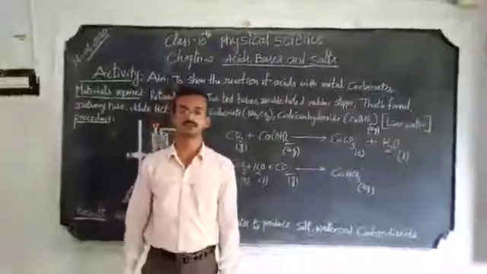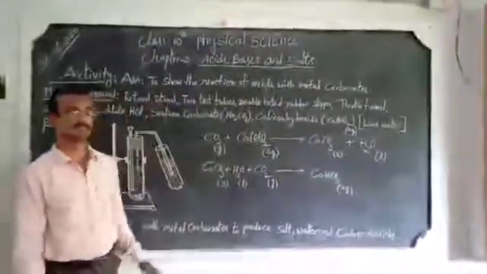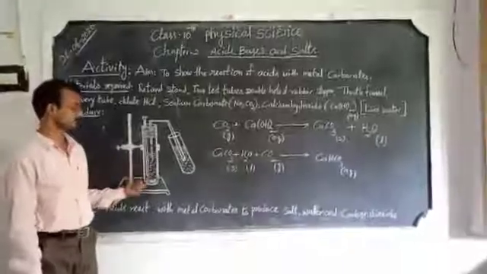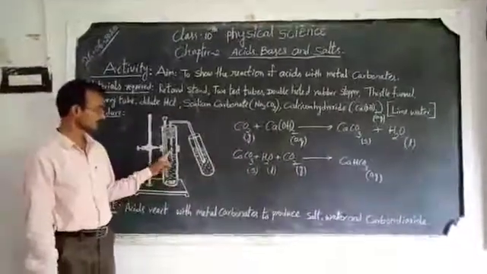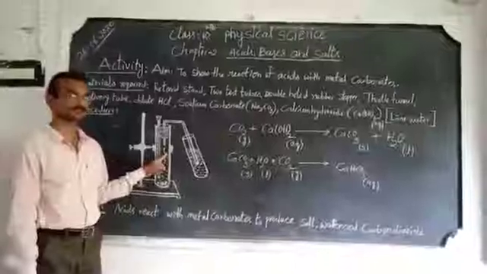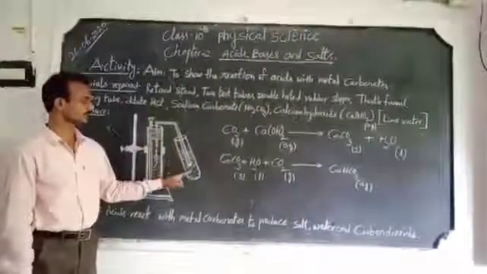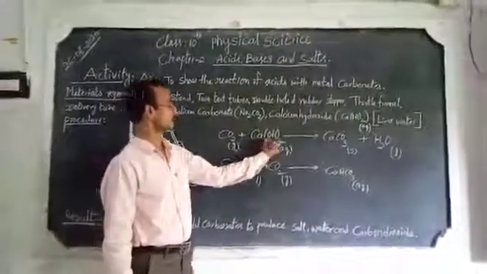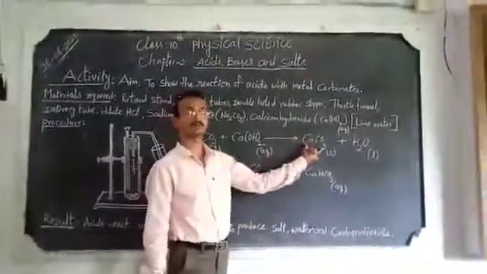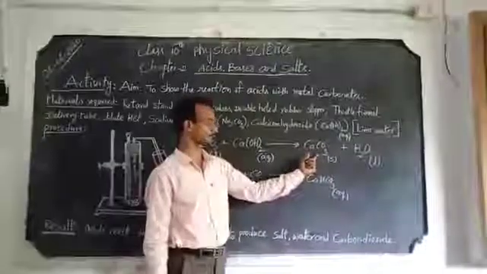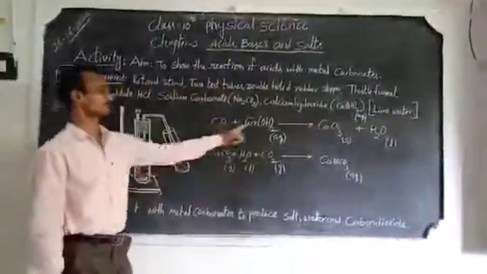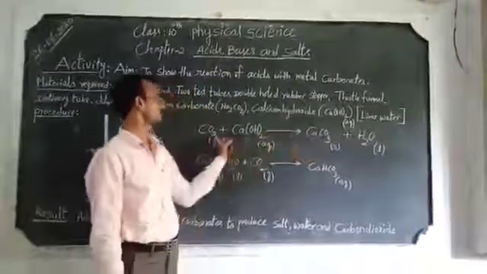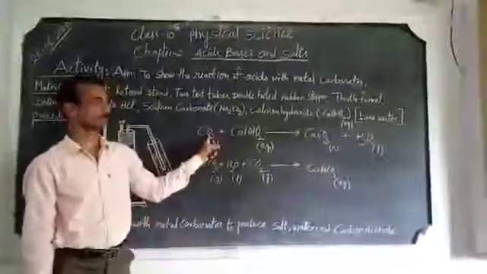I said carbon dioxide is evolved in the reaction of acid and metal carbonate. How can we know that the gas is carbon dioxide? When carbon dioxide is passed into lime water, calcium carbonate is formed. It is a white colored substance. That's why lime water turns milky white. By the formation of this substance, we may say that the passed gas is carbon dioxide.